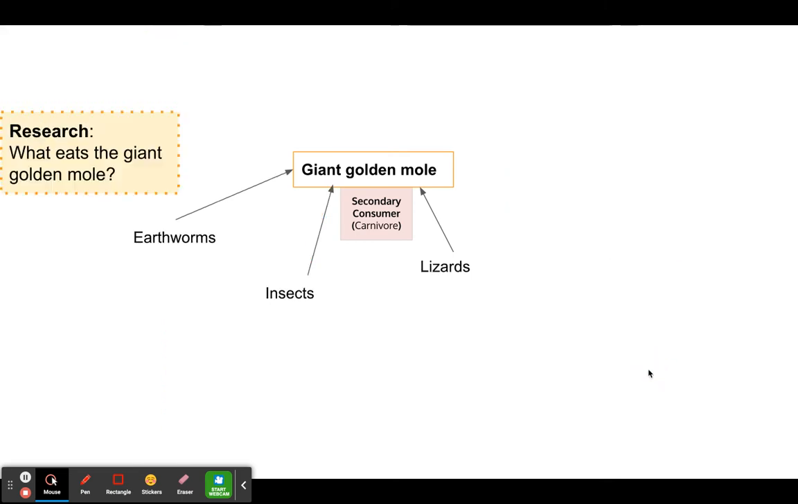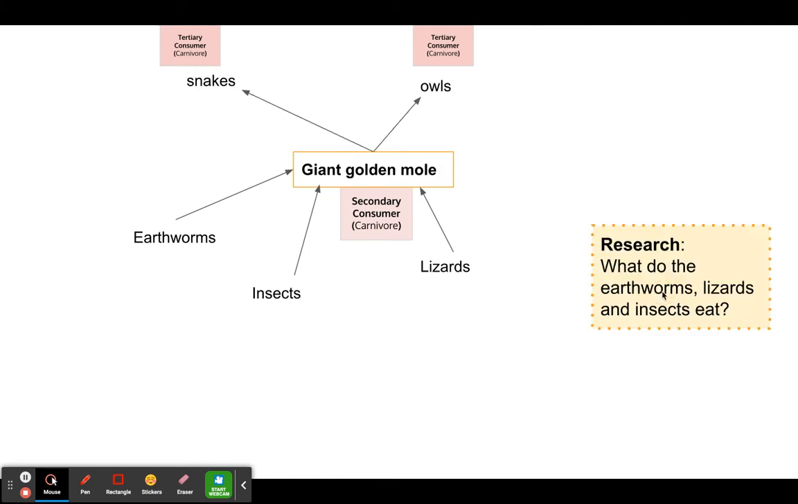Now your next research question would be: what eats the giant golden mole? Because we know that it's probably not the top of the food chain. I found out that snakes and owls both eat the golden mole, and so I drew arrows from the mole to the snakes and the owls.